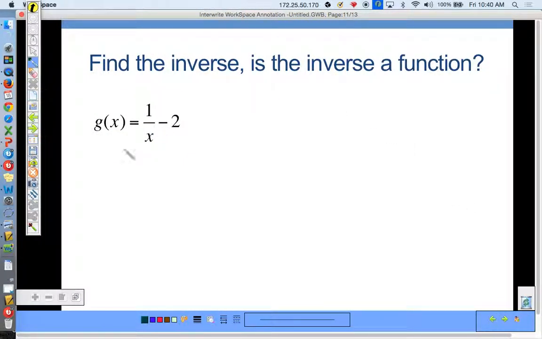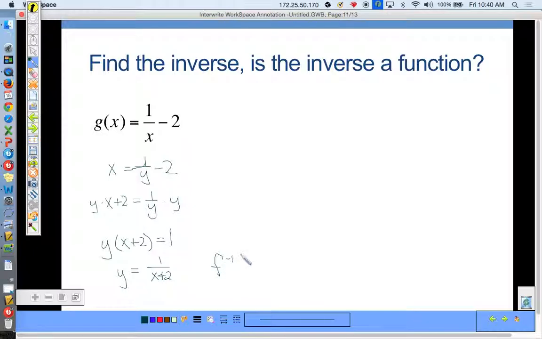Now we have to find the inverse on this one. So we switch the x and y, so x equals 1 over y minus 2. Well, let's see, we can add 2, so x plus 2 equals 1 over y. Multiply by y. So we have y times x plus 2 equals 1, and then we have to divide by x plus 2. So our inverse is 1 over x plus 2.